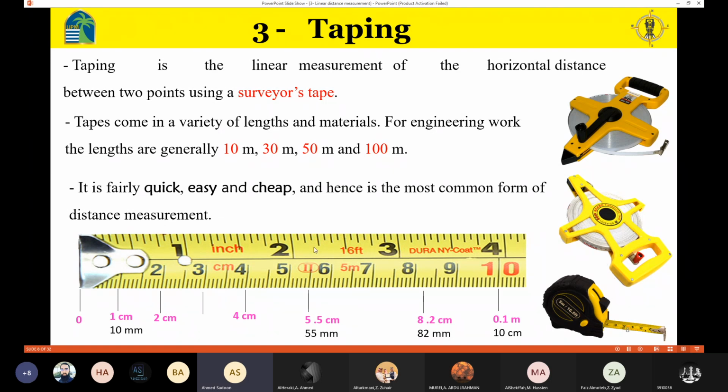On the other side here, we use inches and feet, while here we use meters, centimeters, and millimeters. So you have to be careful. Please look at the tape before starting the measurement.